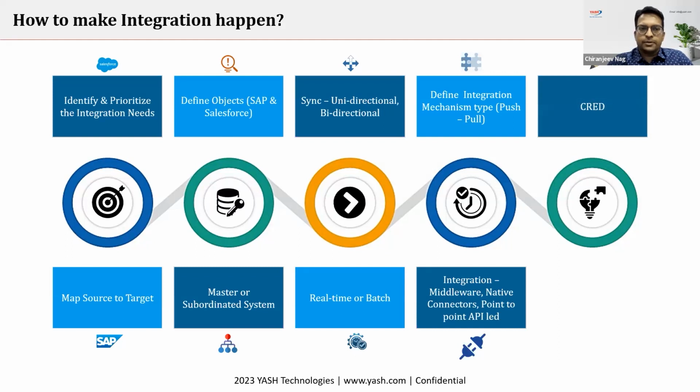Next is CRED, which is create, read, edit, and delete functionality. We'll have to clearly call out what information in which system can be created, read, edited, or deleted. For example, pricing data cannot be edited or deleted in the Salesforce system, so it can only be read. Similarly, there would be information like code, which might not be created in the ERP system. It should only happen in the Salesforce system, and then the data goes to the ERP system.